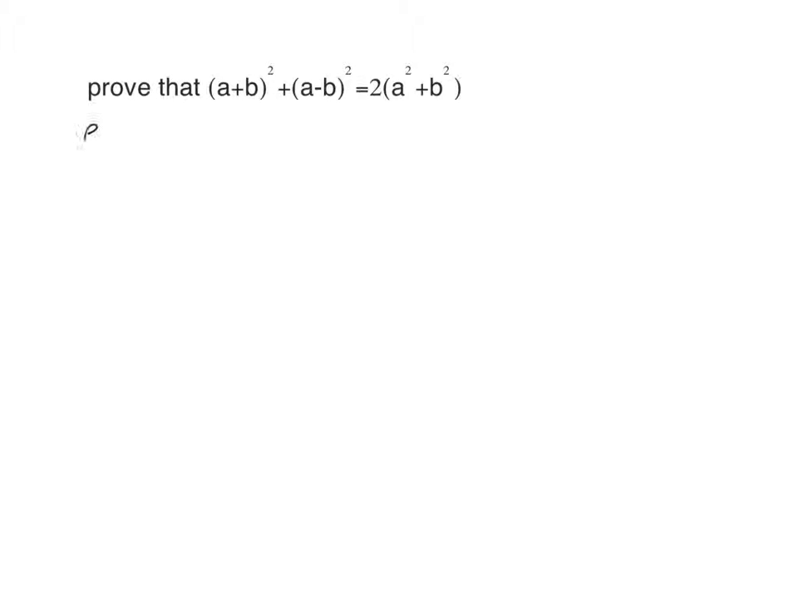So this gives me a squared plus 2ab plus b squared. Try and remember what I said before. Don't just square the a and square the b. You have to multiply the bracket by itself. That's what that square means. Okay. Plus a squared minus 2ab this time plus b squared.